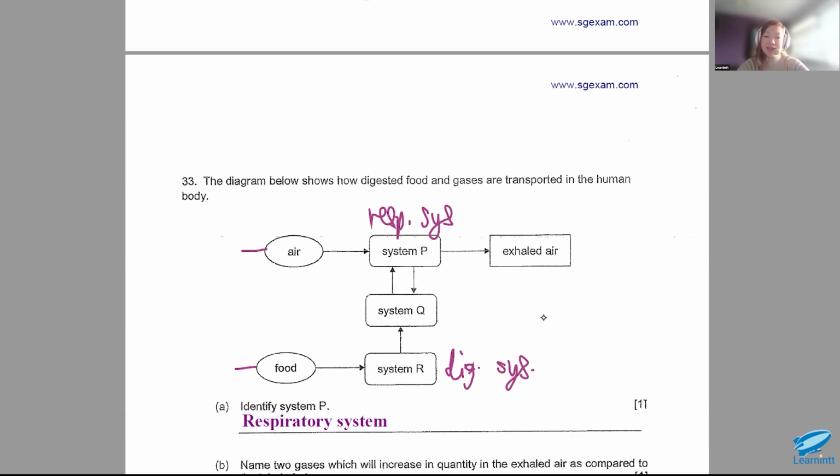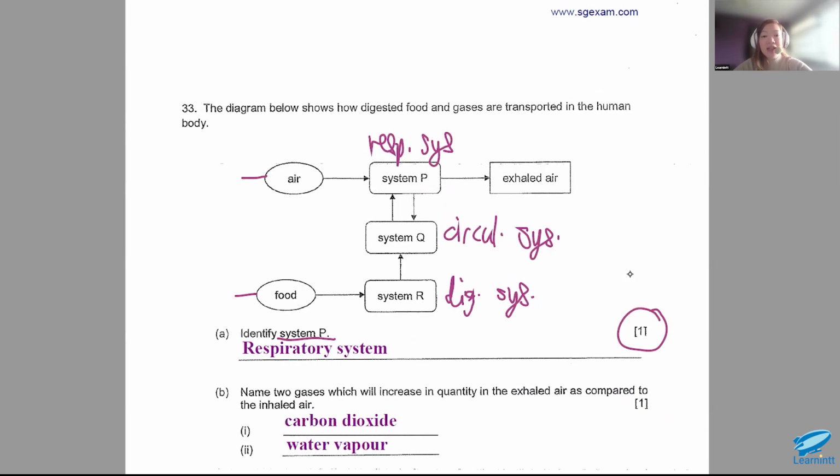Now, in the middle, we have system Q, which works together with the respiratory system and the digestive system. The one that you have learned in school that works together with these two systems is the circulatory system. All right, so now that we have identified all of them, it becomes easy. Identify system P. We got it. Now, 1 mark. How does 1 mark come about? Half a mark for identifying it over here, and the other half mark for spelling it correctly. So make sure your spelling is good.